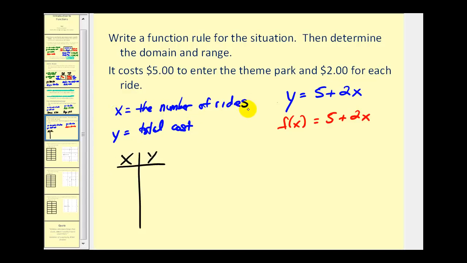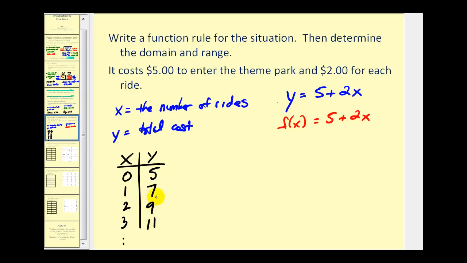Remember, x represents a number of rides, so x could be 0, 1, 2, 3, and so on. Let's see what y would be for these different x values. Well, when x is 0, we have 5 plus 2 times 0, that's 5. When x is 1, we'd have 5 plus 2 times 1, that's 7. When x is 2, this would be 4, so 5 plus 4, that would be 9. And then when x is 3, we'd have 5 plus 6, or 11, and so on.